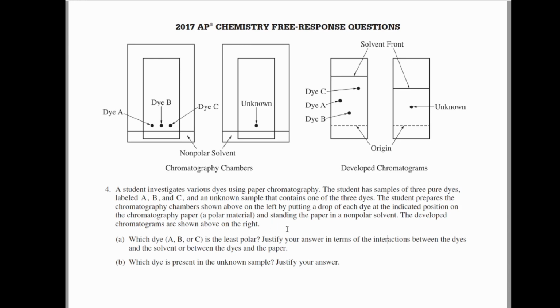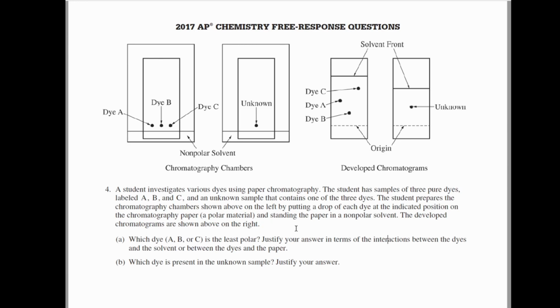The student has samples of 3 pure dyes labeled A, B, and C, and an unknown sample that contains one of the 3 dyes. The student prepares the chromatography chambers shown above on the left by putting a drop of each dye on the indicated position on the chromatography paper, a polar material, setting the paper in a non-polar solvent. So this is non-polar, the paper itself is polar. The developed chromatograms are shown on the right.